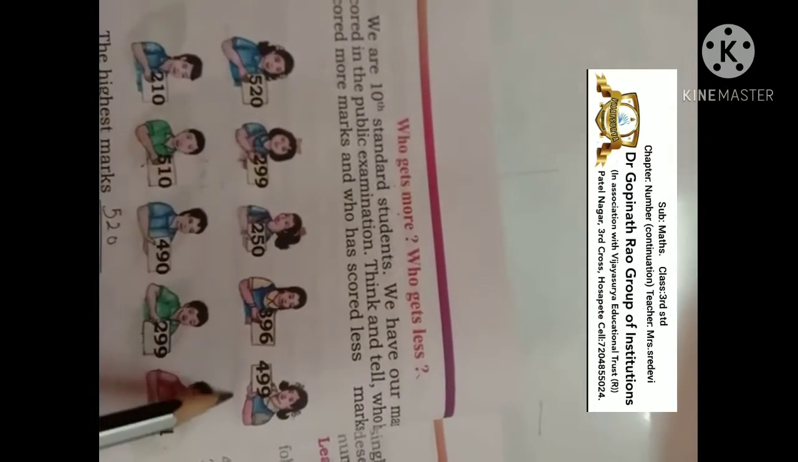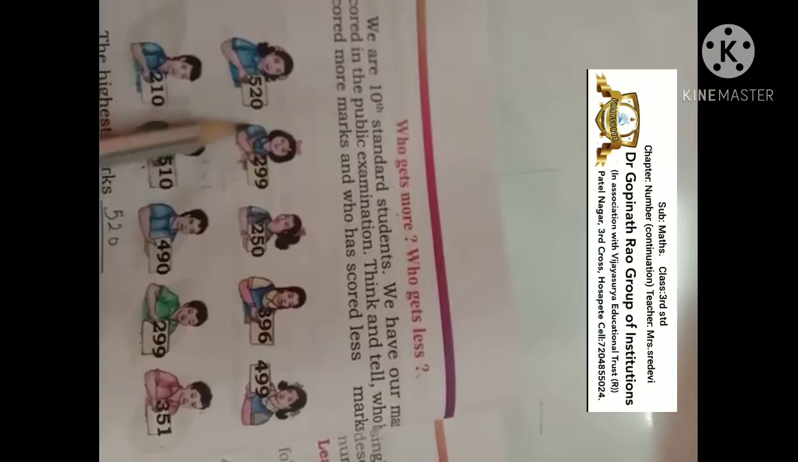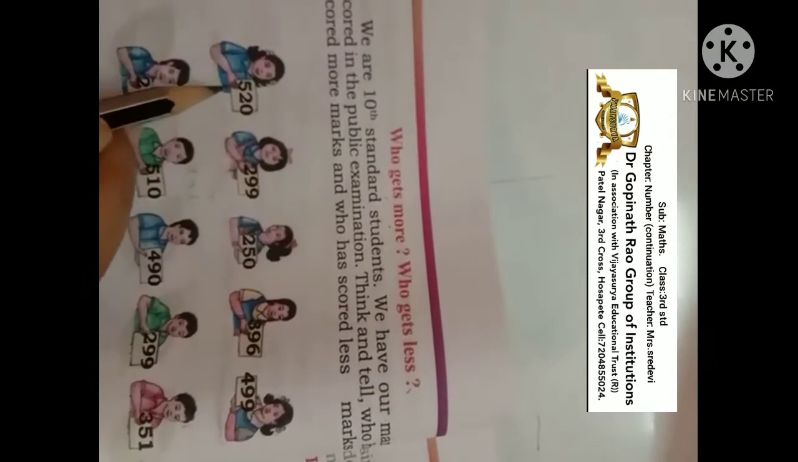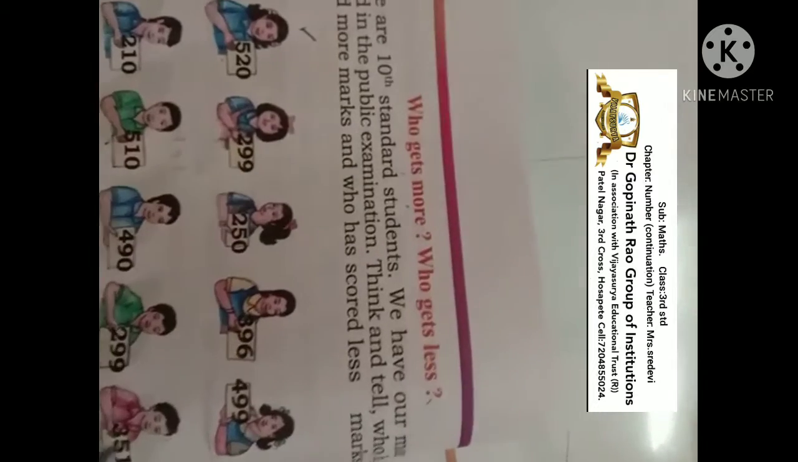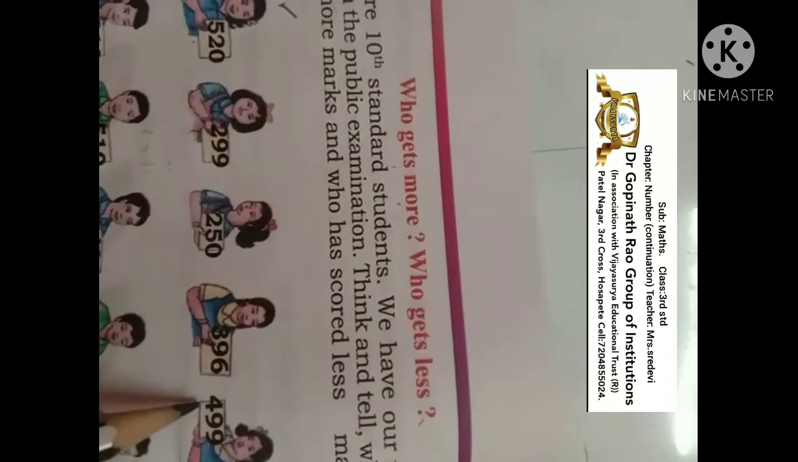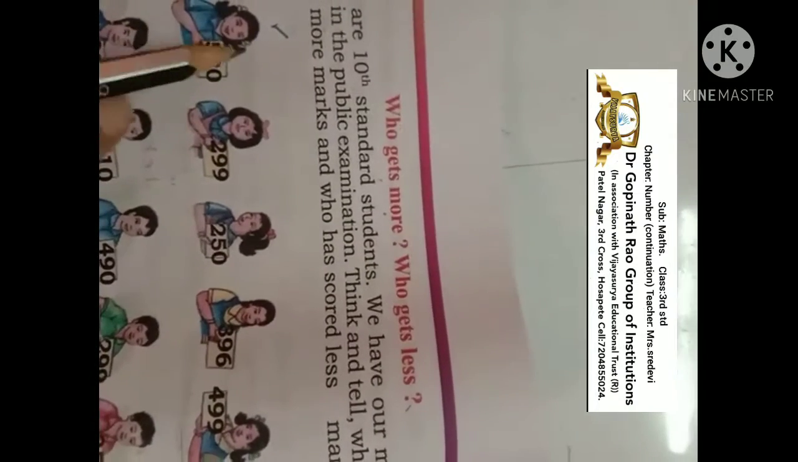So who is the highest among these girls? Among girls she is the highest. How to compare the highest number? First compare with the hundreds digit. See, 2 is less, here also 2, 3, 4. So the highest number is 5. So 520.